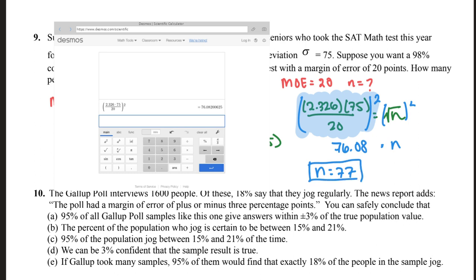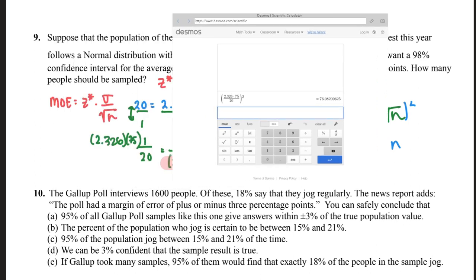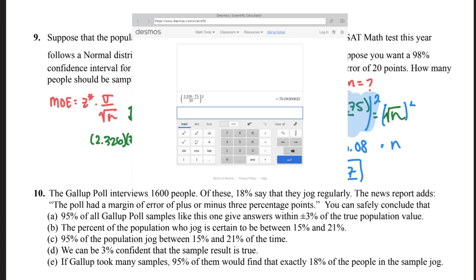So remember, with these ones, you can always check your answer by plugging it back in to the formula here. So let's double check to make sure that we have the correct margin of error. So I'm going to do Z star, which is 2.326.